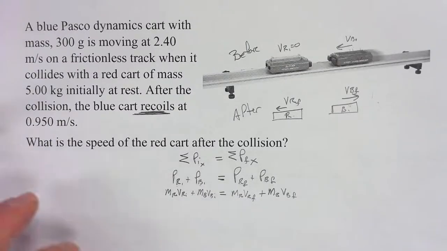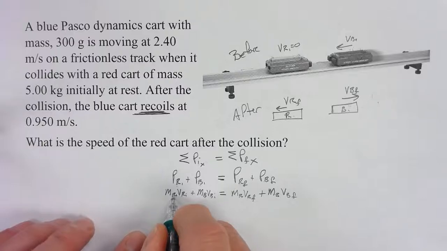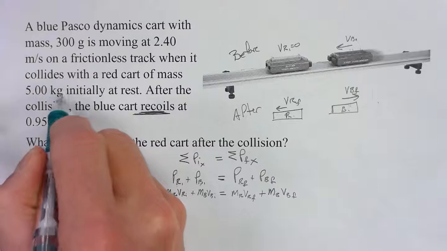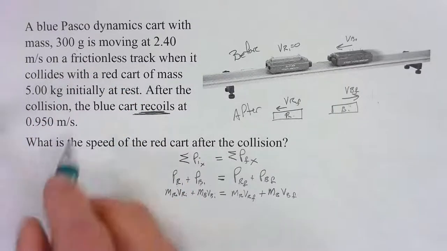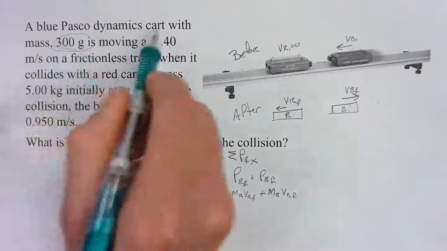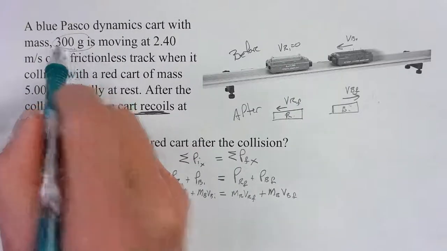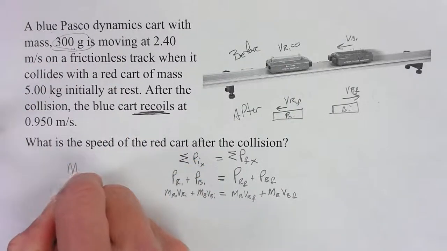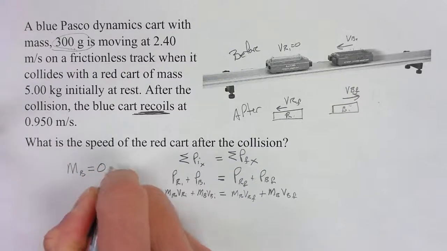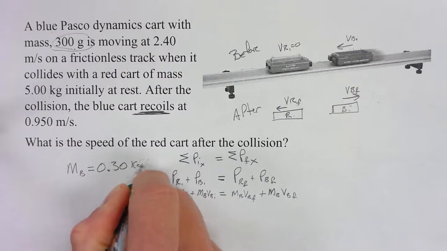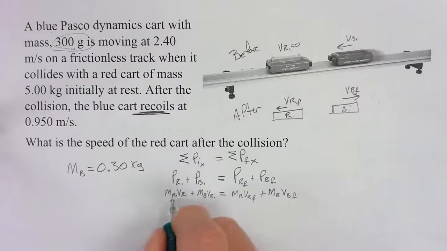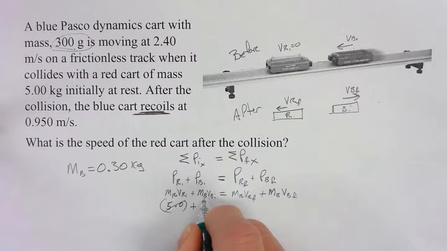Now we can go in and substitute in some values. The red's mass is 5 kilograms. Now we have two different units of mass. We've got to keep them the same throughout. So we're going to change this blue cart to a kilogram. We're going to make the mass of the blue cart 0.30 kilograms. So the red one, that's 5 kilograms times its velocity, which was 0 at the beginning, so that's going to go away. The blue one, it's got a mass of 0.3.